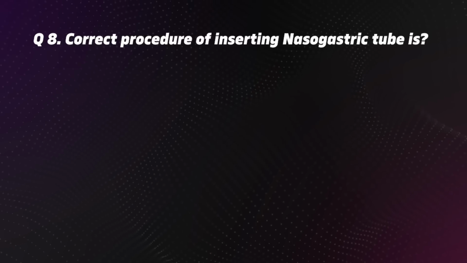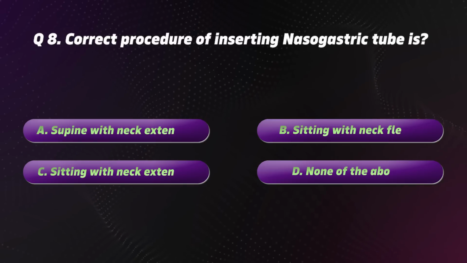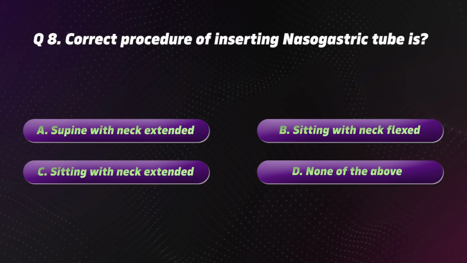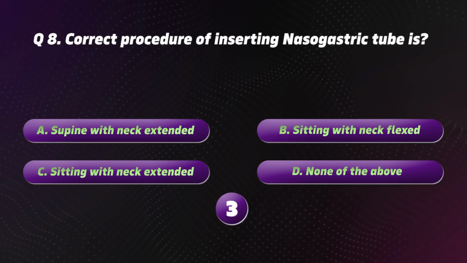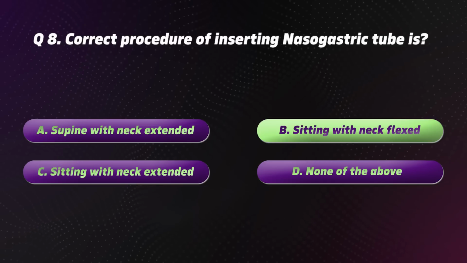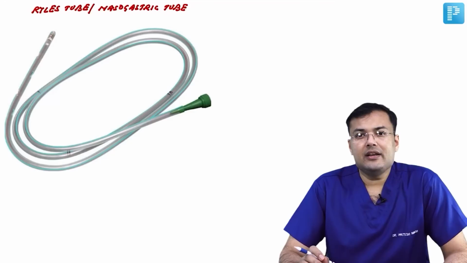Question 8. Correct procedure of inserting nasogastric tube is? Here are the options. A. Supine with neck extended. B. Sitting with neck flexed. C. Sitting with neck extended. D. None of the above. And the correct answer is option B. Sitting with neck flexed. Here's the explanation.